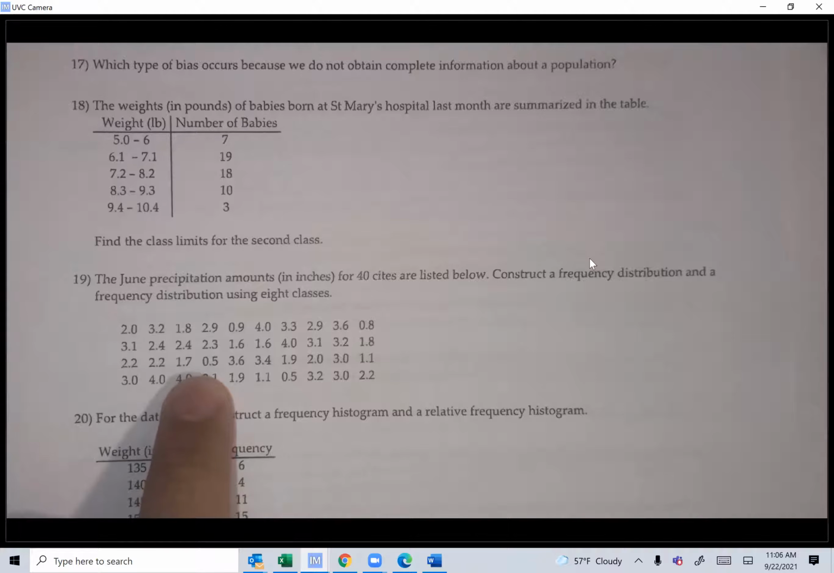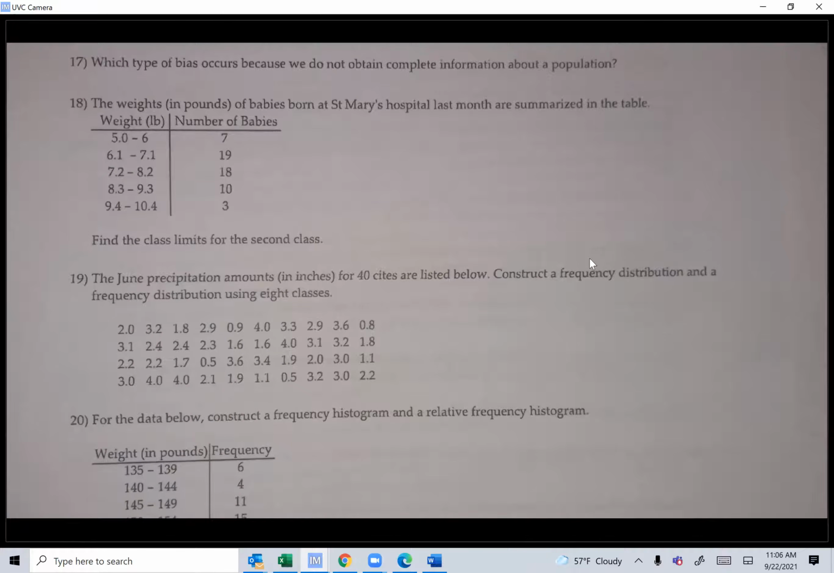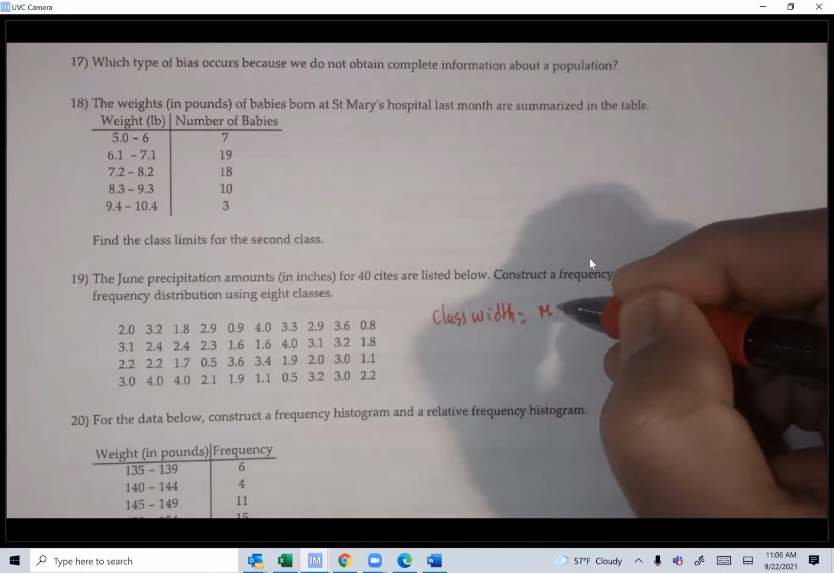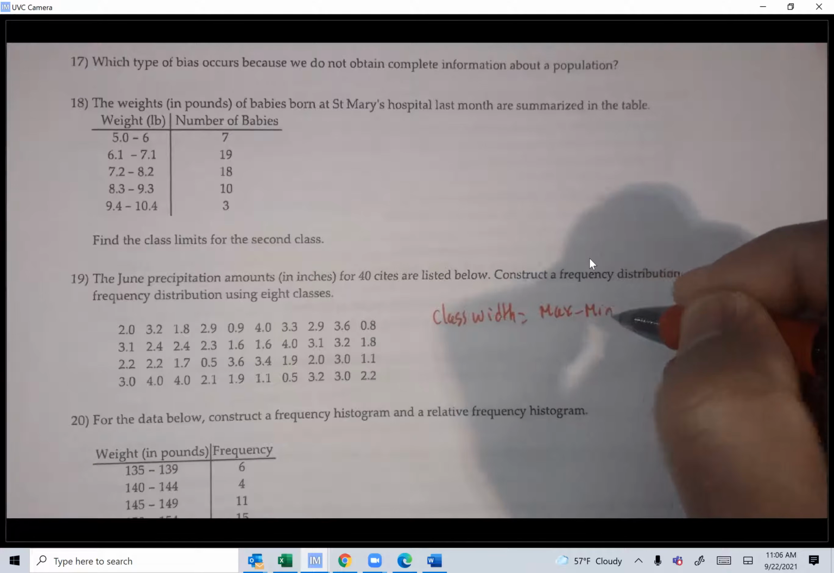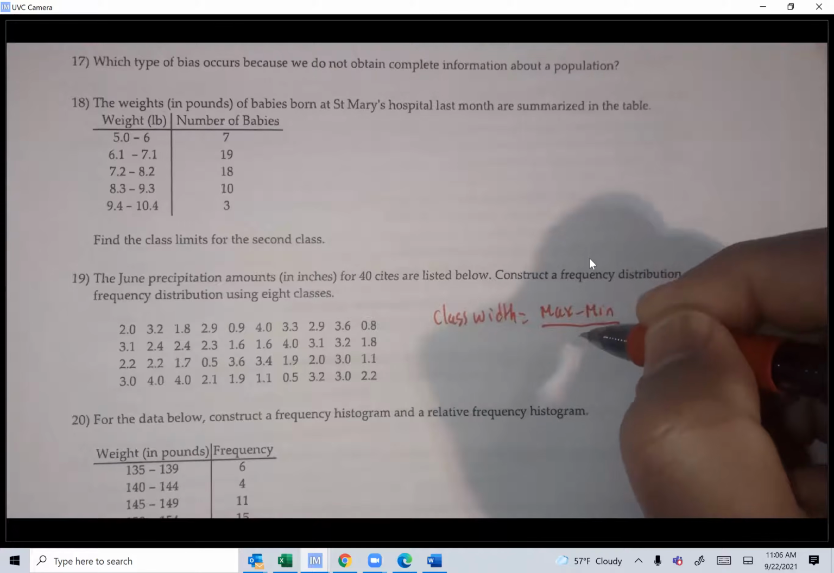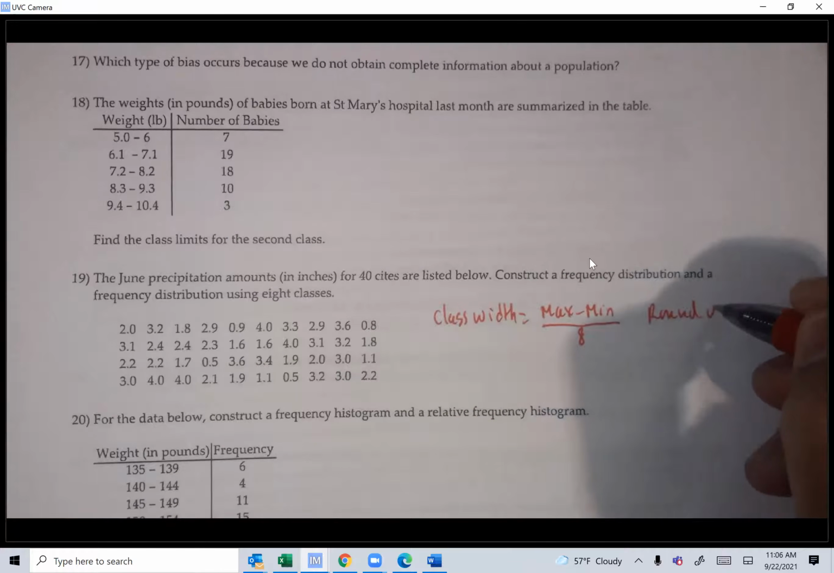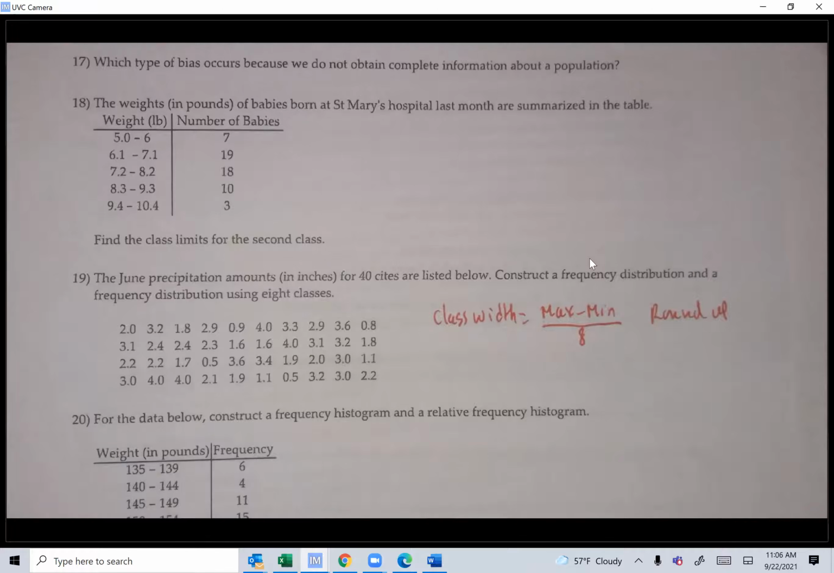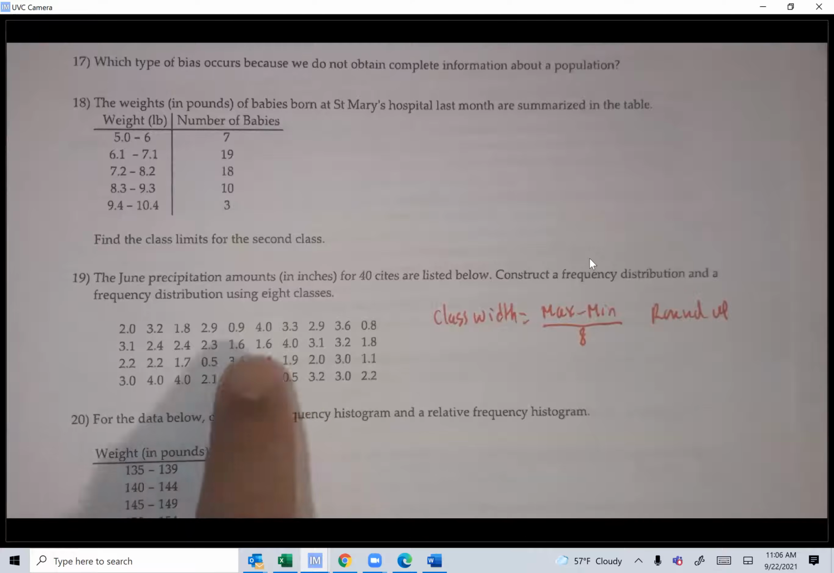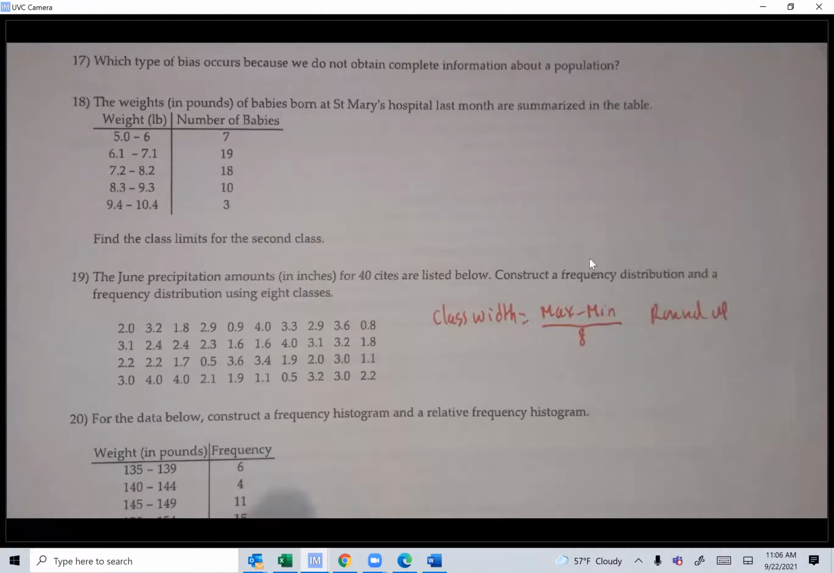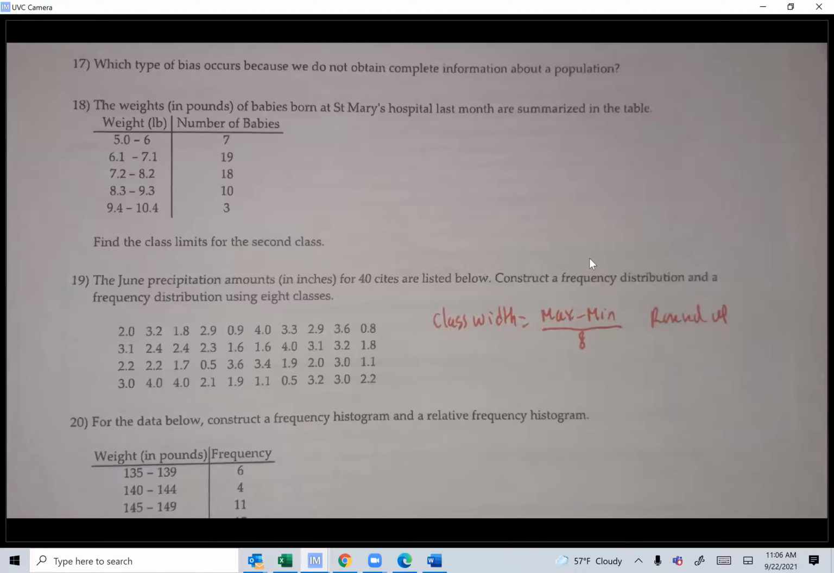Here in 19, construct a frequency distribution using 8 classes. Okay, you have to start, guys, with the class width, which is max minus min divided by 8, which is the number of classes, and make sure to round up to the nearest whole number. And you start with the lowest value and start adding the class widths, just like we did the previous one.